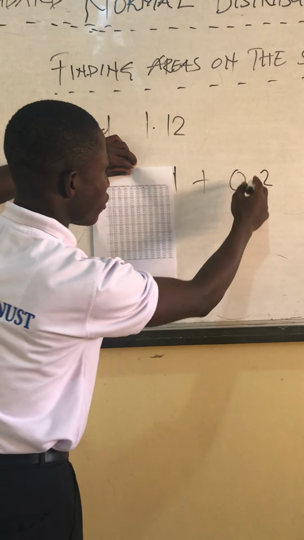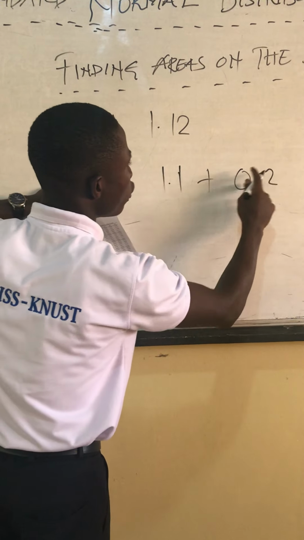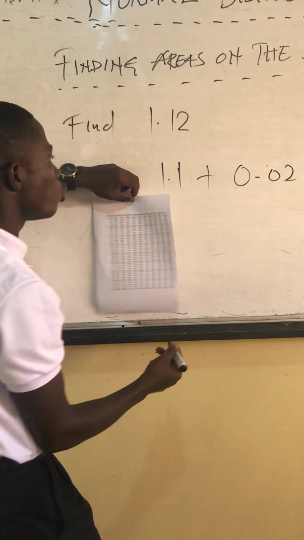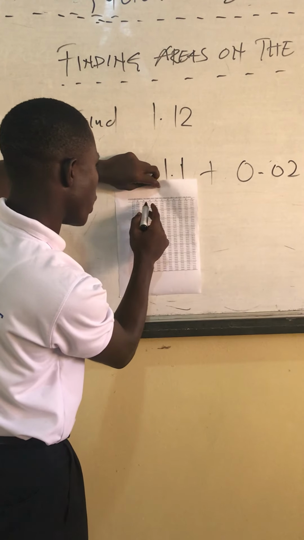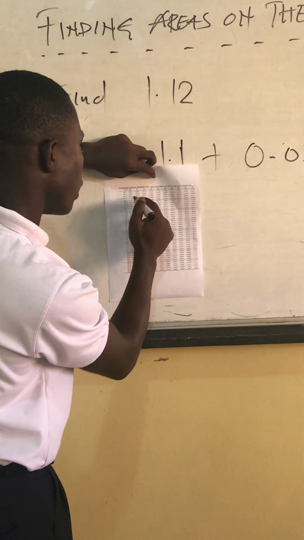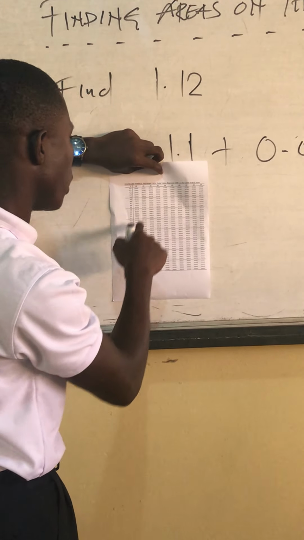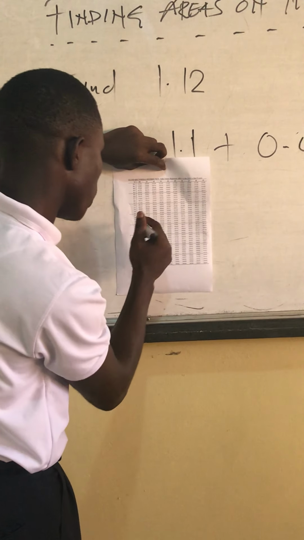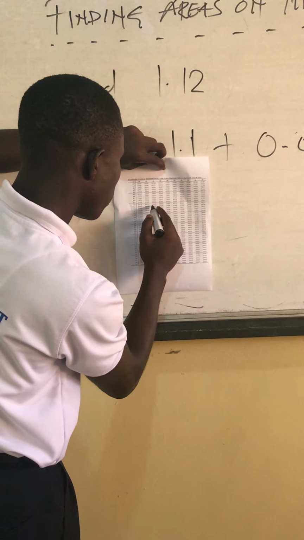0.2. So 0.1. Okay. So 0.02. 0.02 is also here. So my 1.1 is here, and 0.02 is also here. So you trace like this.